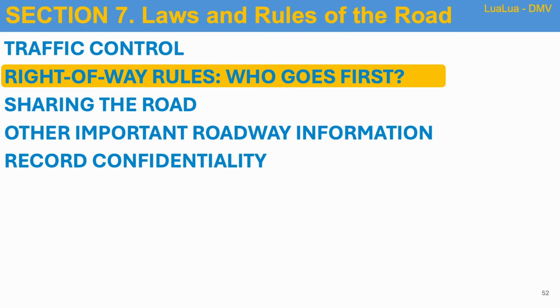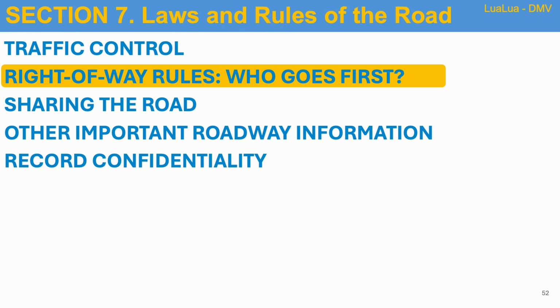Right-of-way rules. Who goes first? Right-of-way rules help you understand who goes first when vehicles, pedestrians, and bicyclists meet on the road. The vehicle that arrives to the intersection first has the right-of-way. Other vehicles, bicyclists, and pedestrians must wait for the person who has the right-of-way. Never assume that other drivers will give you the right-of-way. Give up your right-of-way when it will help prevent collisions.